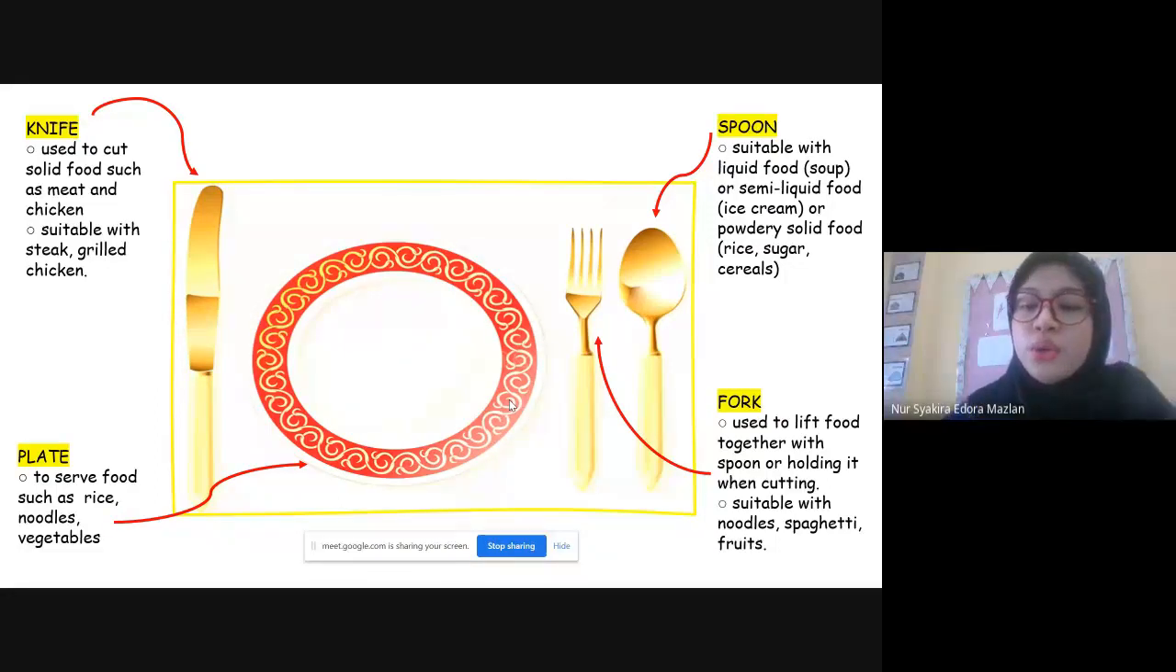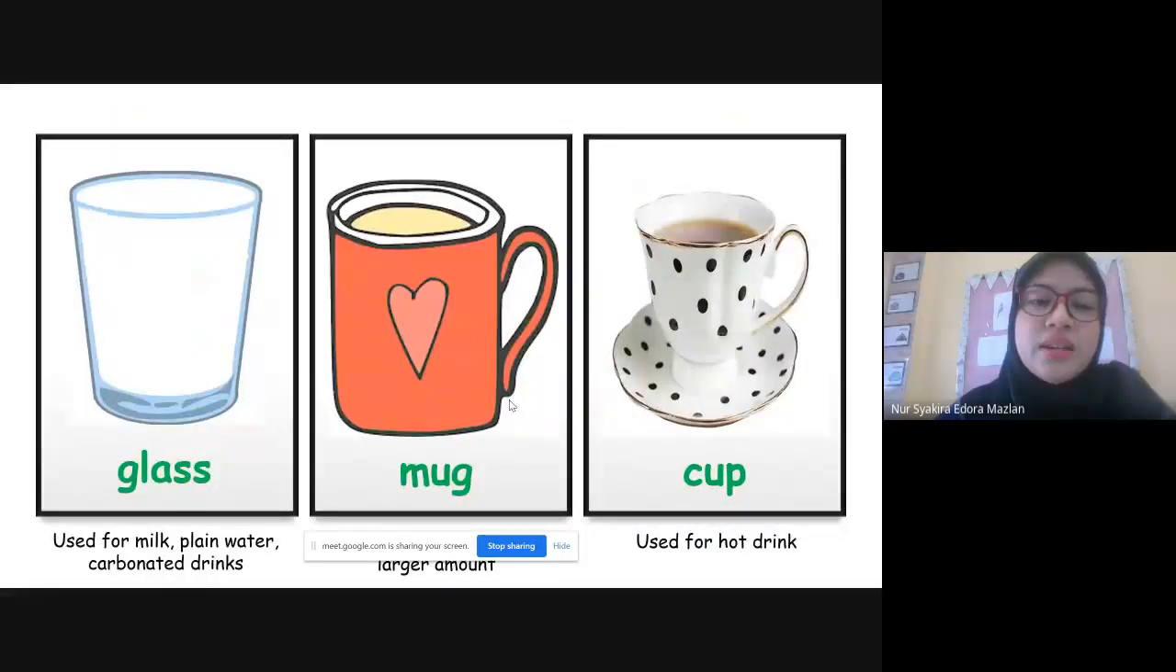Now let's go to this one, the simplest one. I guess everyone already knows this. I just want to make sure that you know the spelling. Okay, yeah. Next, okay, so these are the types of tableware that we use for drinks.